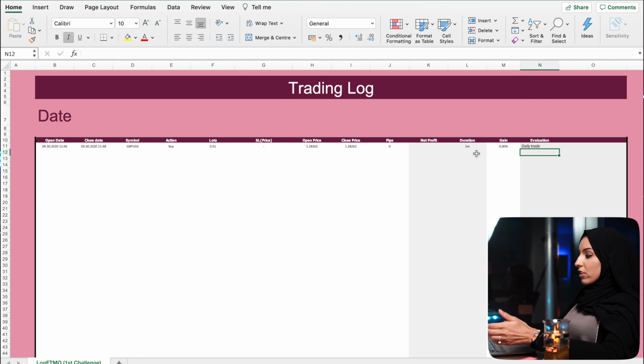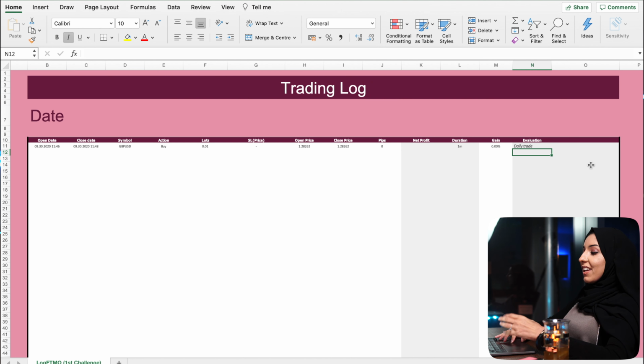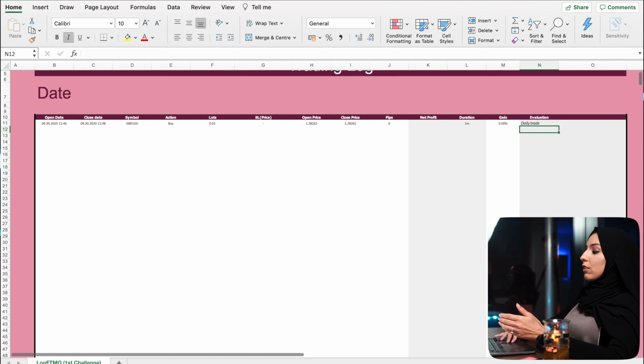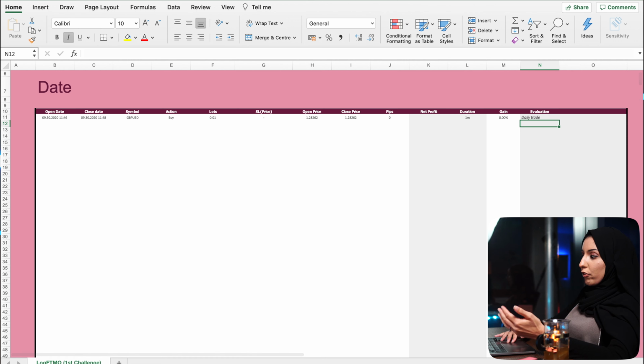So in the evaluation section, you just want to evaluate why you took this trade, what reason did you have to justify it, and what confluences did you actually use to take this trade. Obviously, it does look a bit blank right now, but it really depends on how much you're trading. And once you start populating your data throughout the week, it will start looking better and you'll start being able to really benefit from it, hopefully.